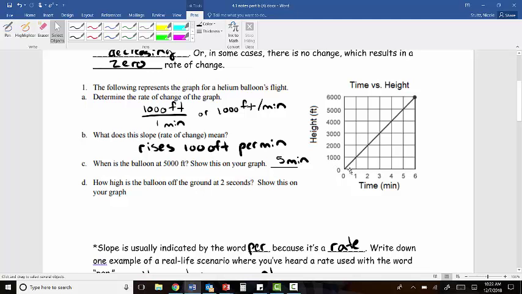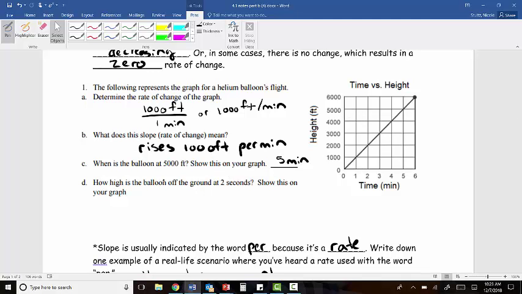So for example, we'll use a really simple graph. It says find the rate of change or find the slope. So the slope would be the rise, which is actually 1,000 feet every 1 minute. So if you notice, I wrote 1,000 feet over 1 minute. You could also present it like this. That's the same thing. And then they just ask you briefly to explain what that means and something simple like the balloon rises 1,000 feet every minute. That's fine. When is the balloon at 5,000 feet? So it looks like it'll take it 5 minutes, of course.